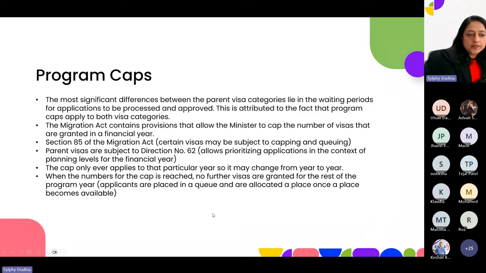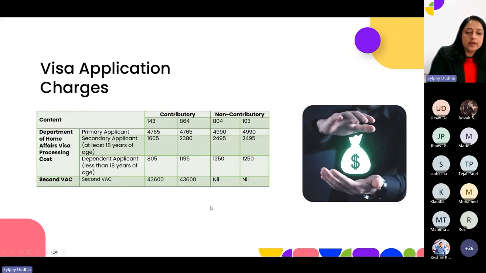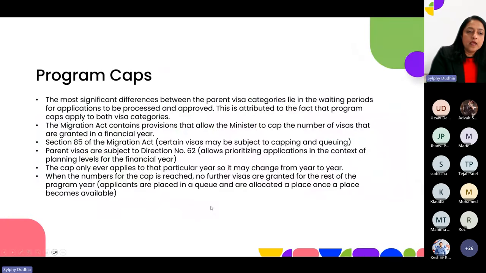Now, with the program caps, the most significant difference between the parent visa categories lies in the waiting period for the applicants to be processed and approved. This is attributed to the fact that program caps apply. The Migration Act contains a provision that allows the minister to cap the number of visas that are granted in the financial year. The cap only ever applies to that particular year, so it may be changed from year to year. When the cap is reached, no further visas are granted for the rest of the program year.